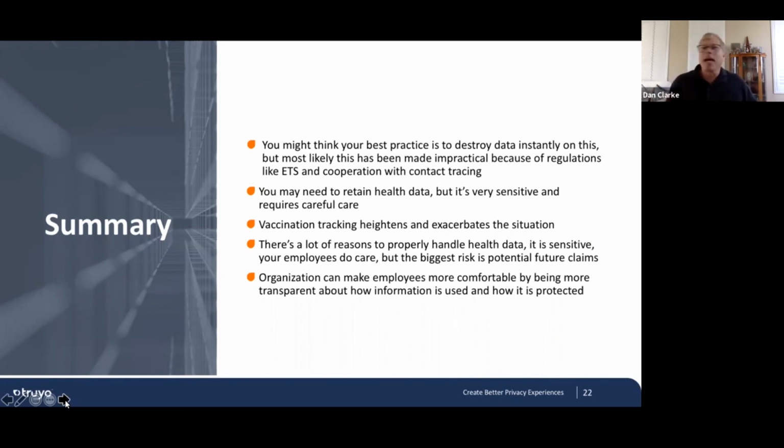Vaccinations overlay on top of that. It's great that we have it, but it generally does heighten the situation. That is sensitive information. It's health data. It's something you need to consider, and people want insight into that.